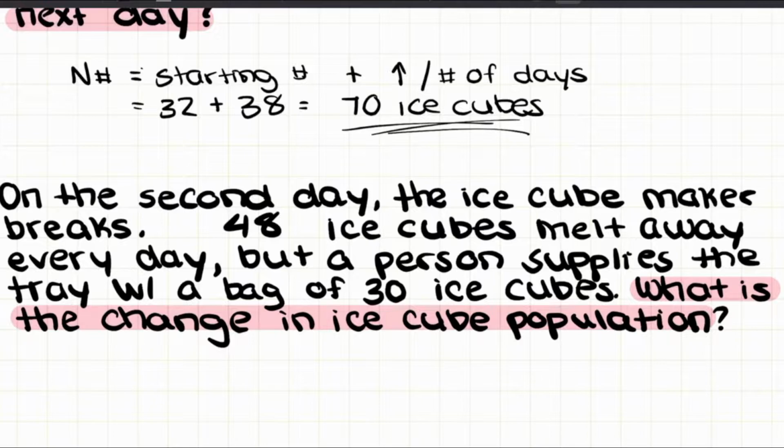So let's determine what the change in ice cube population is now. So now we know that delta N is equal to births minus deaths. Now go ahead and pause the video, and when you are done, go ahead and come back, restart the video, and then we will do this together.